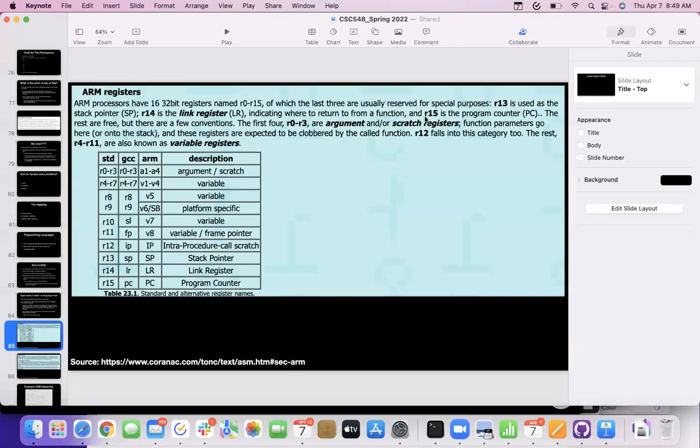Let's see, R15 is the program counter. So this is the next line of code that needs to be fed to the processor. You can think of the program counter as, if we think of our CPU as eating ARM instructions, the program counter keeps track of what's the next instruction we're going to feed the CPU. So the rest of those are free for us to use to store anything that we want.